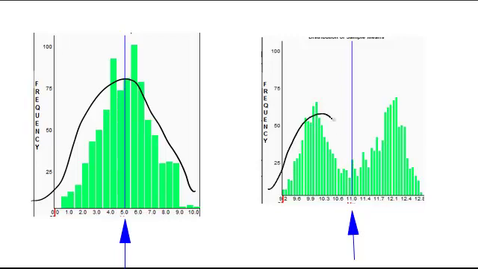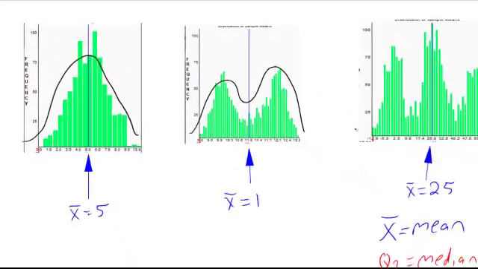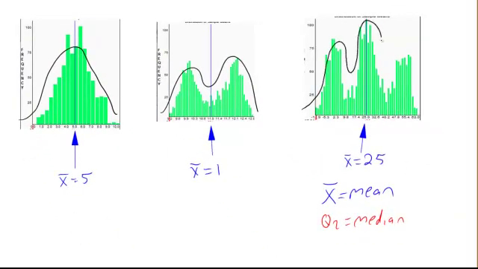This is all unimodal and symmetric. This one, bimodal, but again, it's symmetric. The left side and the right side look about the same. Last one is trimodal, 3 humps, and symmetric. The left side and the right side look about the same. So my shape is symmetric.